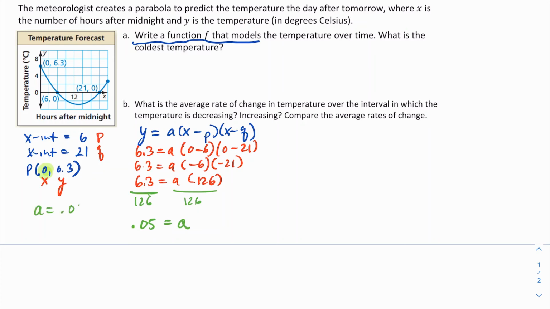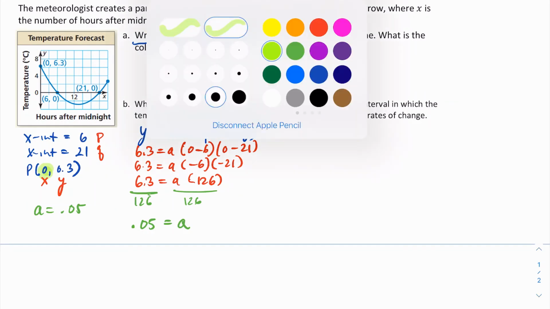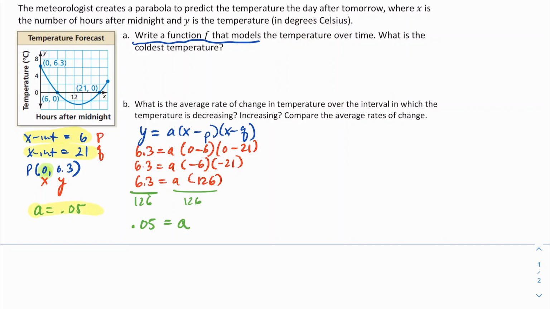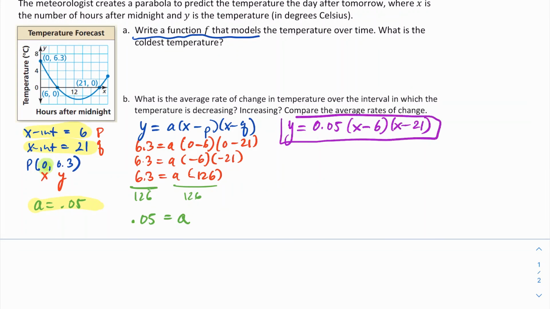Since a is equal to 0.05 and we have the two x-intercepts, we're going to use this information to write the equation. You need these two and this one to write your equation. So the equation will be y equals, you fill in the a value, 0.05, you don't need the 0 in front, x minus p, and x minus q, and q is 21. It doesn't matter if 6 or 21 is first. So this is the equation, or the function, that models this temperature.